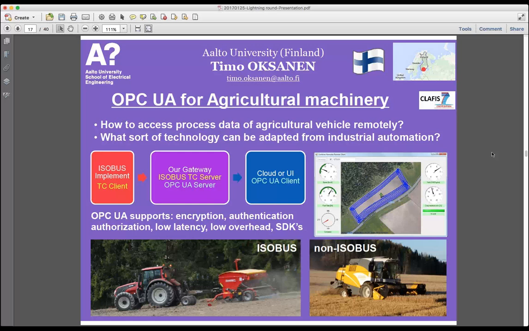And in our research, we have studied whether it's possible to combine this with the ISOBUS standard. So there is one standard for vehicles and the other standard for data communication. The specific research question has been how to fit the data models or information models together. We have done this for ISOBUS vehicles and also for non-ISOBUS, like a combine harvester. The answer to the question is that, yes, it's working, but there are certain challenges, and you can read more in my publications. Next one, please. Thank you very much, Timo.